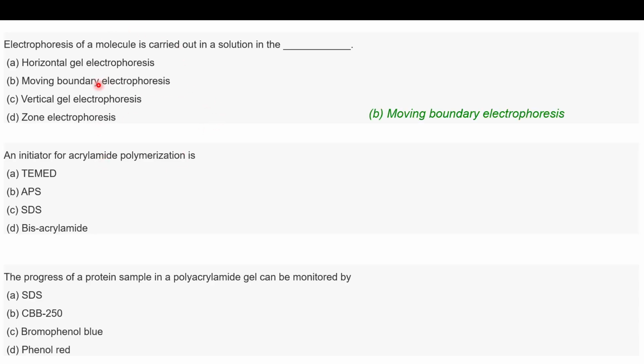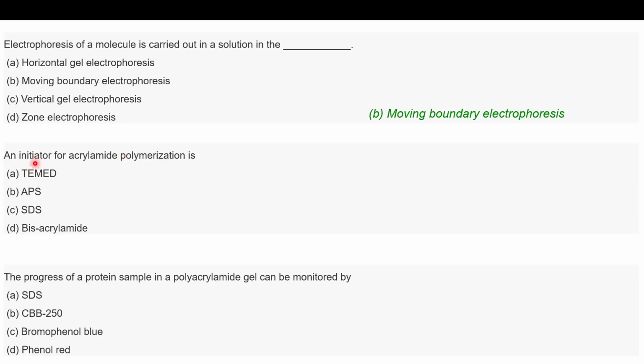The answer is option B, moving boundary electrophoresis. Agarose gel and polyacrylamide gel are all solid matrices, right? But here it is being talked about where electrophoresis is carried out in a solution. The answer is moving boundary electrophoresis. So remember, there were two electrodes, and in between there was a buffer where the sample was dissolved.